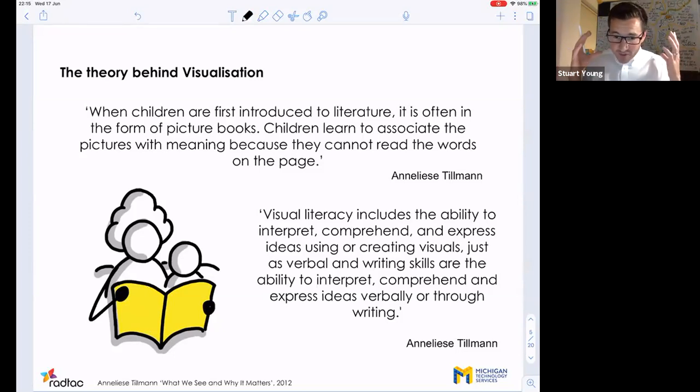Let's just see how much this message resonates with us. Now, there's a lot of really nice academic studies about this. One by Anneliese Tillman. When children are first introduced to literature, it is often in the form of books. Children learn to associate the words with pictures with meaning because they cannot read the words on the page.